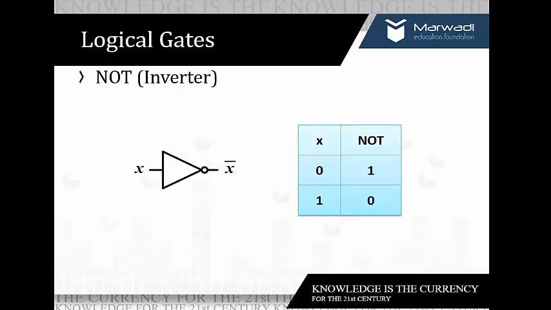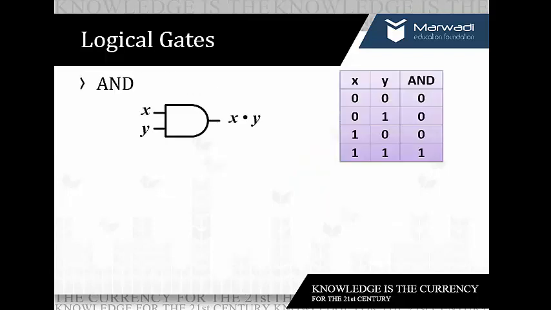First is NOT gate. Here the output of the gate would be totally in the opposite manner, or I can say the output would be the complement of what has been applied at input. If suppose I am applying logic low at my input, the output would be logic high and vice versa.